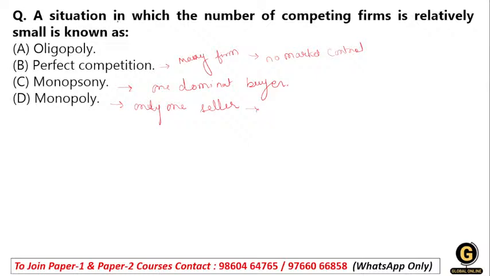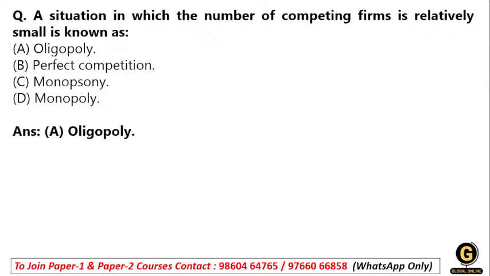So what is the question? A situation in which the number of competing firms is relatively small. In an oligopoly, the number of competitors is small because there are few sellers in the market. But these firms have significant control over the price. Keep in mind that they control the price and often engage in strategic decision making. So option number 1, oligopoly, will be the correct answer.